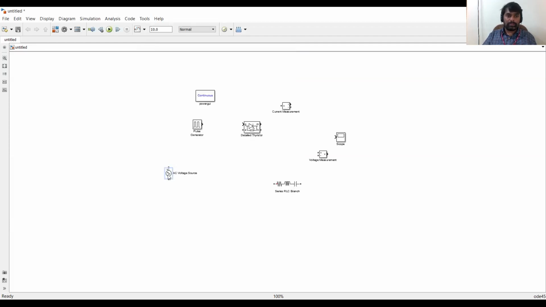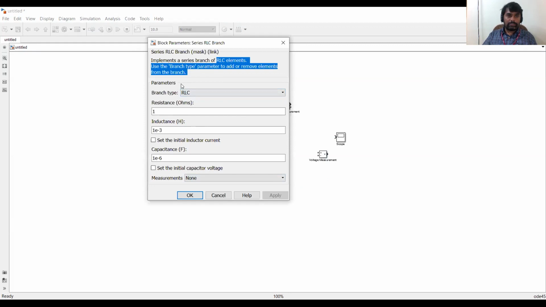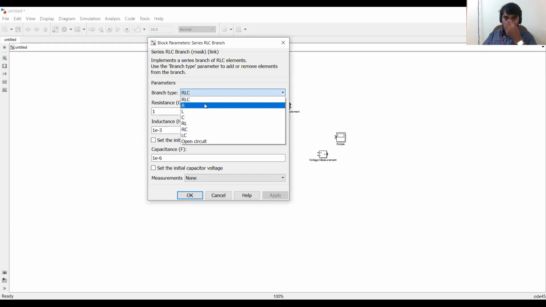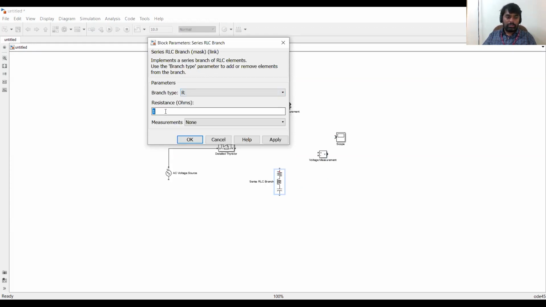Double click is right. Now we need to build the circuit. So anode is connected to phase, right? And cathode should be connected to load. Now if you double click on this series RLC branch, then you can see the parameters. If you click on this branch type, you can make it as R load, RL load, RC, RL, everything you can see. So our load is R load. So let us consider the resistance as 2 ohm.